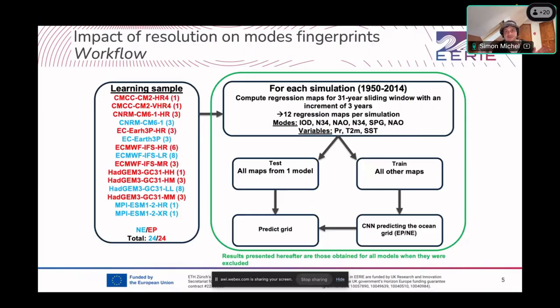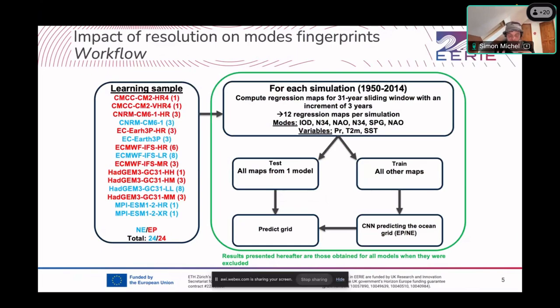The idea is that we take 6 different modes: NINO 3.4, NAO, subpolar North Atlantic, tropical North Atlantic, Oscillation, and Indian Ocean Dipole. And we look at the fingerprints of those modes on 3 variables: precipitation, temperatures, and sea surface temperature. We will make an evaluation for each possible pair of mode and variable. So for instance, IOD and the IOD impacts on precipitation. And we'll make one convolutional network for this particular pair.